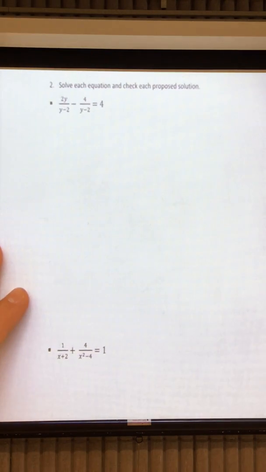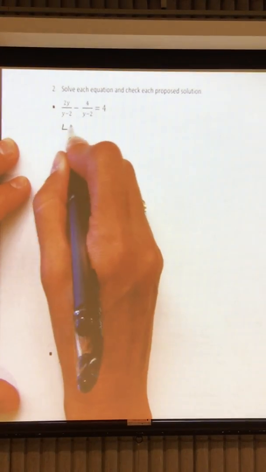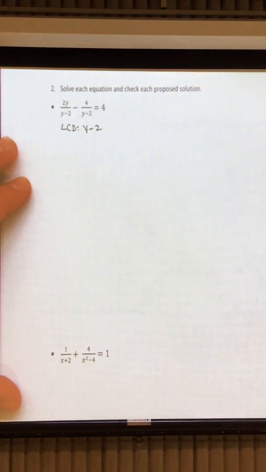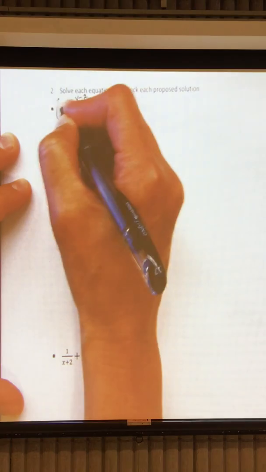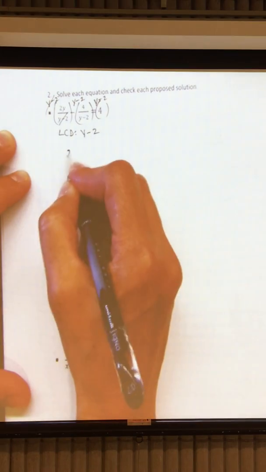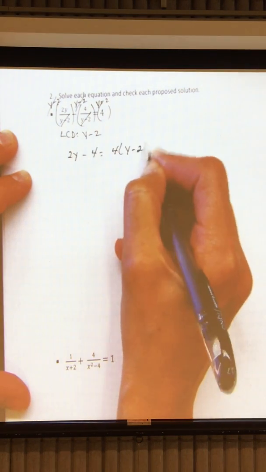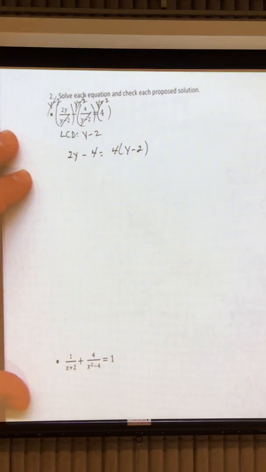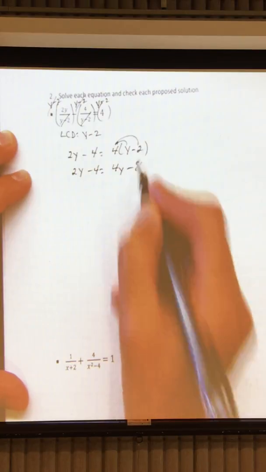Problem number 2, solve each equation and check the proposed solution. Looking at our denominators here, our least common denominator is y minus 2. So we multiply all terms by y minus 2. So here for the first fraction, your y minus 2 cancels. So you're left with 2y minus, again the y minus 2 cancels, 4 is equal to 4 times y minus 2. So let us distribute. 2y minus 4 is equal to 4y minus 8.